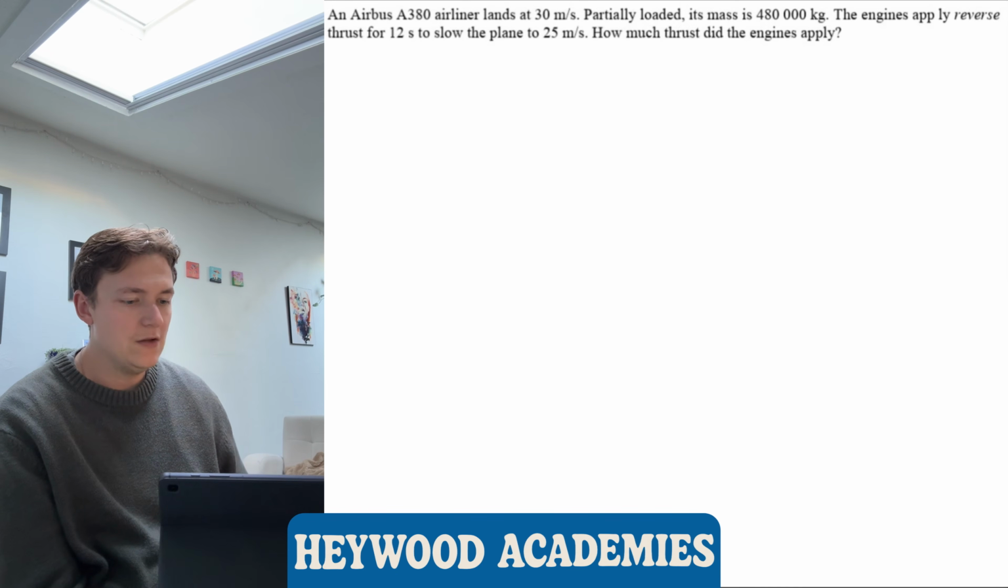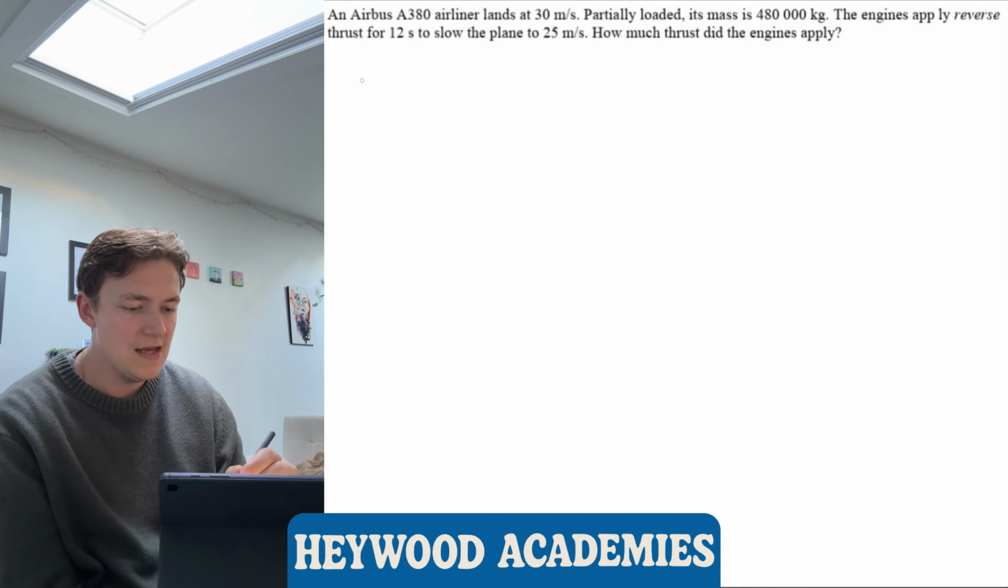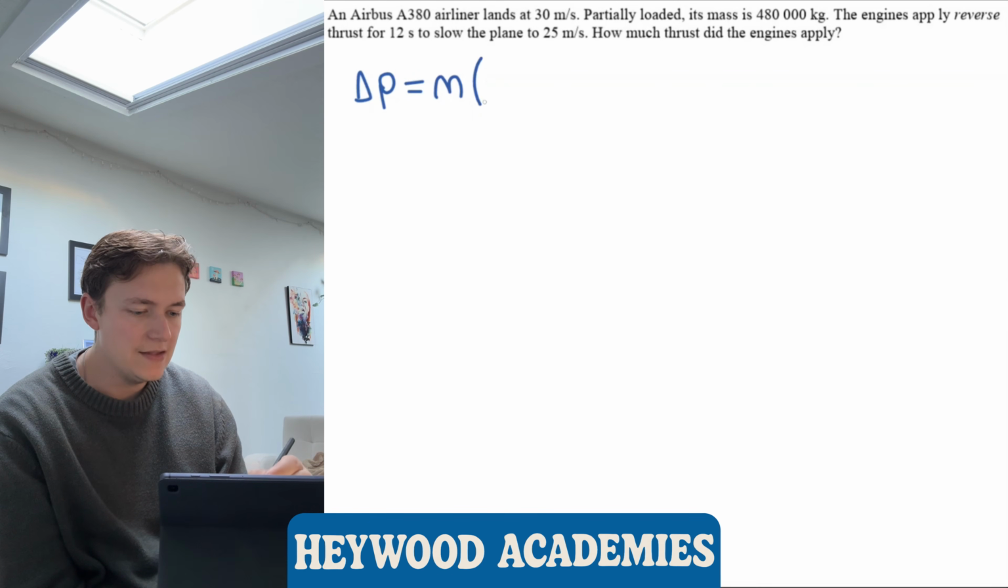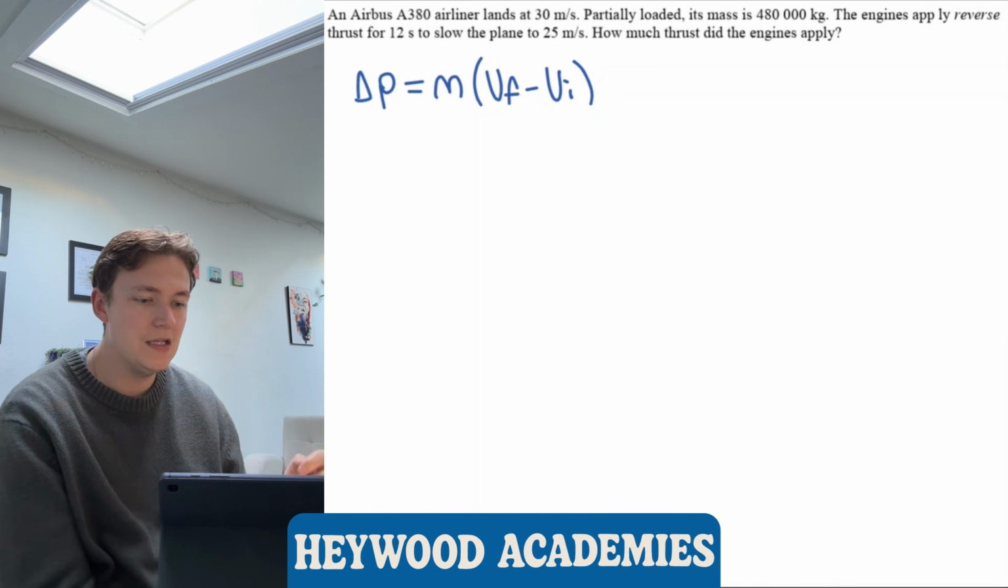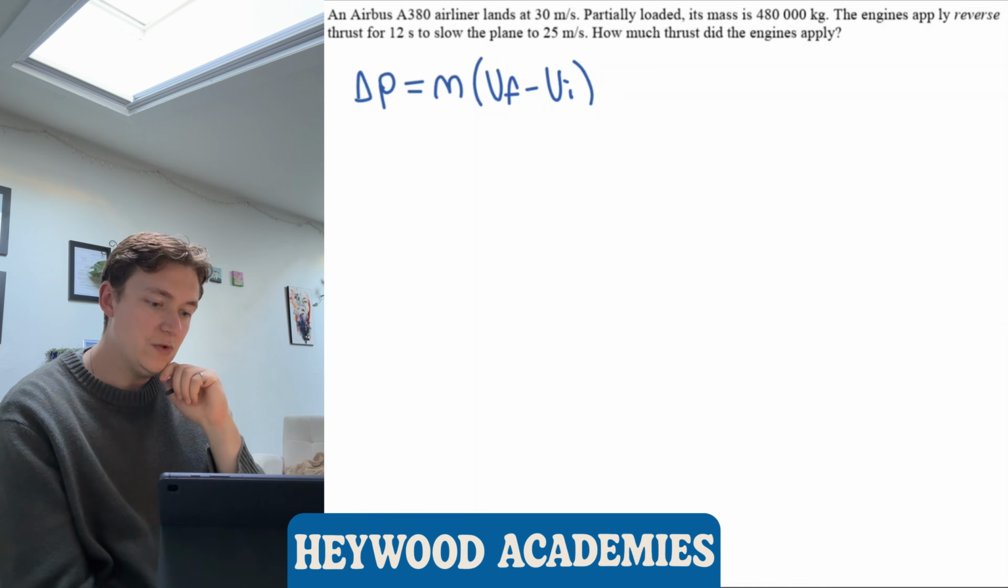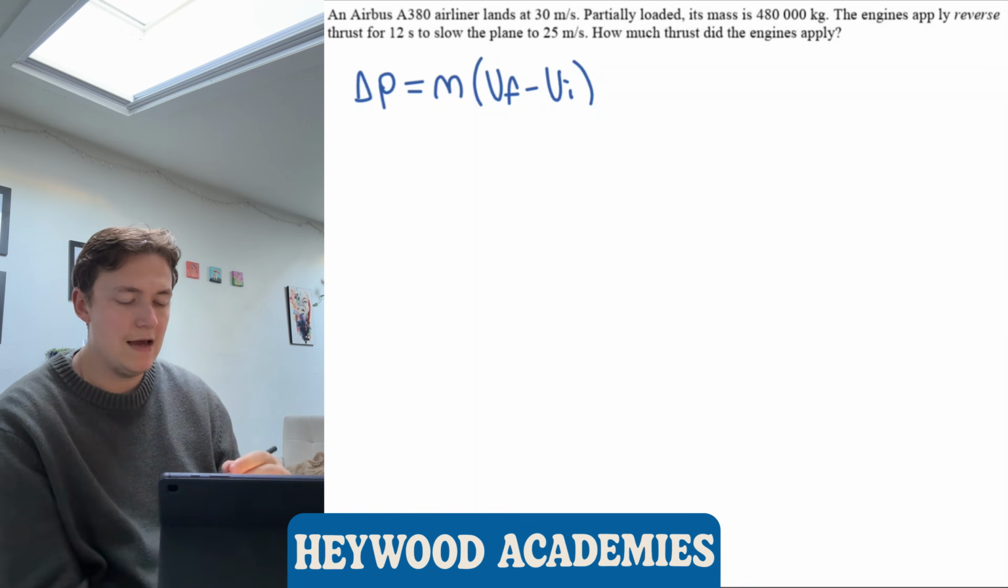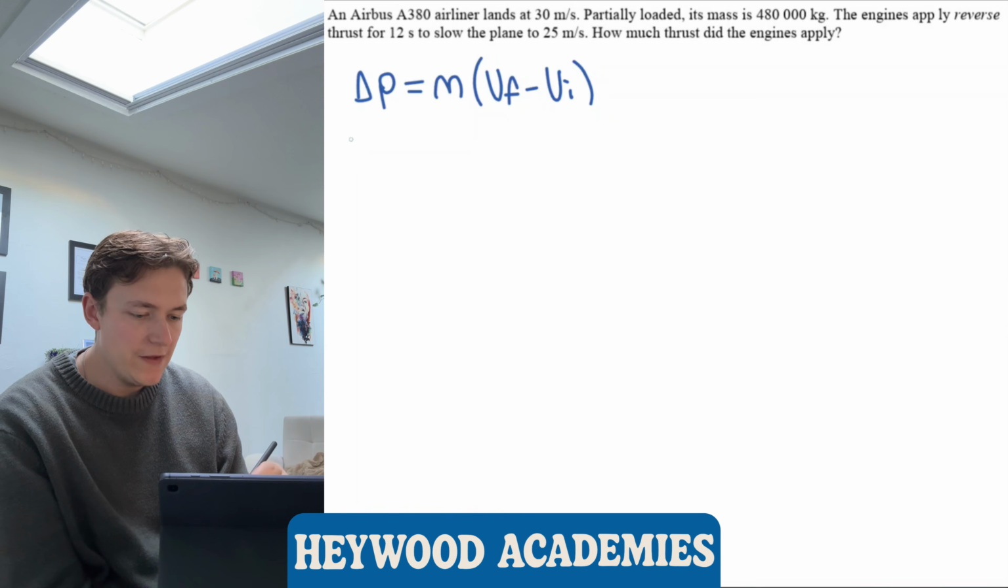So we can start with where we started with last time, is that our change in momentum is mass times change in velocity. Now we've got the initial velocity, we've got the final velocity given, we've got the mass which was given, and we've got the time. So the next piece for this is just to replace that change in momentum with force times change in time.